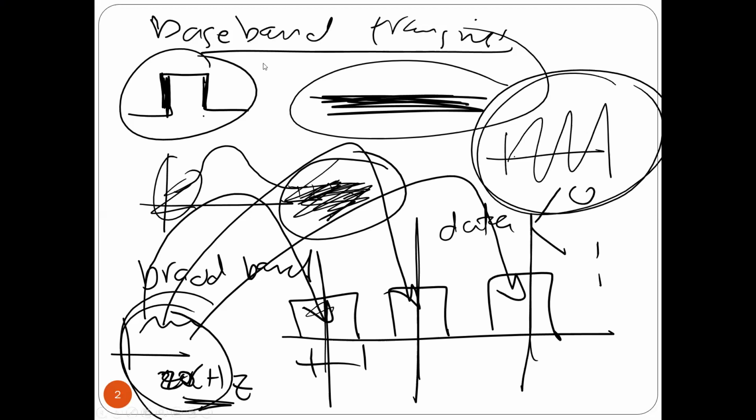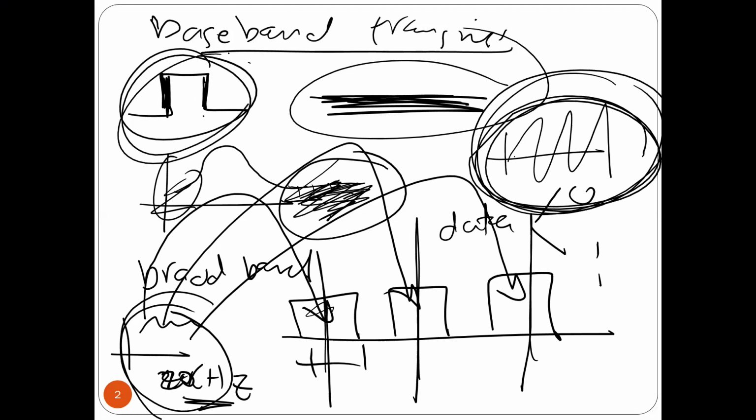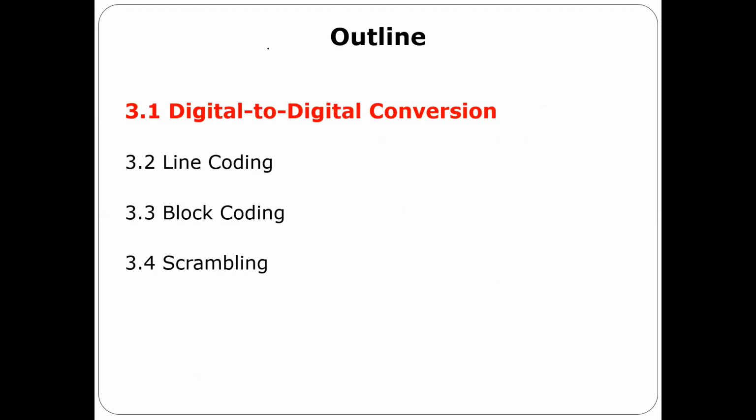So in this chapter, I'm going to focus on only one thing: digital transmission. If you have digital data, I'm not going to convert it to analog. You're not going to see any analog signal in this chapter. We're only going to talk about this case, baseband transmission, which is how you can transfer digital. That's why you call it here digital to digital conversion.